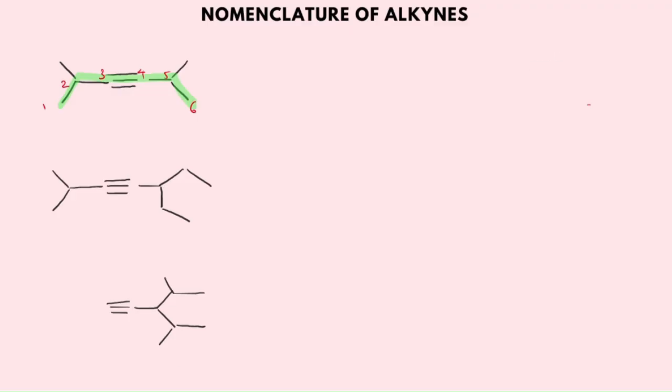All right. So moving on. Once you number it, at the second and fifth positions, there are two methyl groups. Therefore, 2,5-dimethyl. There are 6 carbons. Therefore, hex-3-yne. That is the IUPAC name of the molecule.